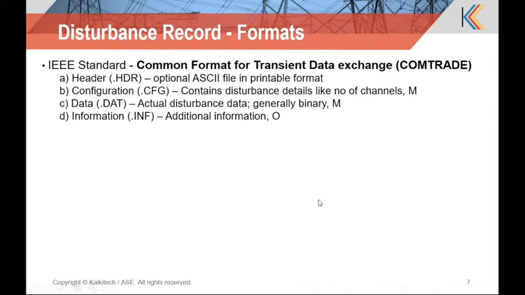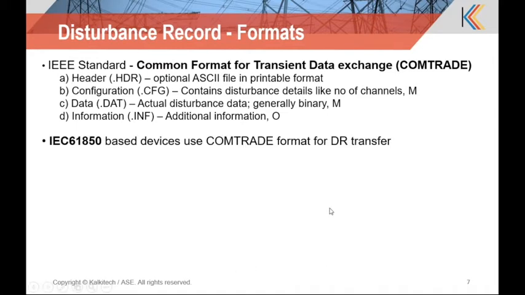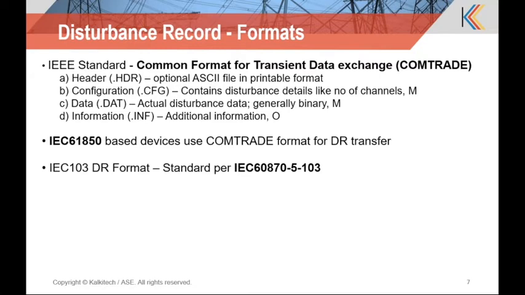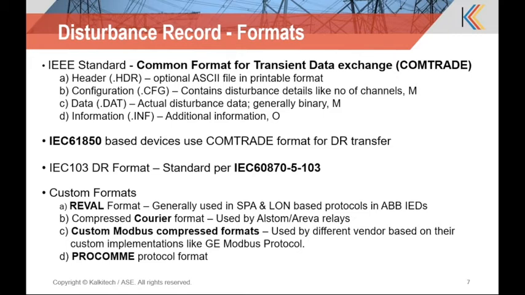Apart from the common format for the transient exchange, all the 61850 devices use this ComTrade format for the disturbance record transfer, and 103 has its own format, which is specified in the 103 standard. And there are custom formats, like the Rival format from ABB, and all the SPA loan protocols use the ABB format. The compressed Courier format is used by Alstom Areva relays, and that is specified in the Courier protocol manual. There is also a custom Modbus compressed format, which GE widely uses, and we are now coming up with Procom format support, which is widely used in South American regions.